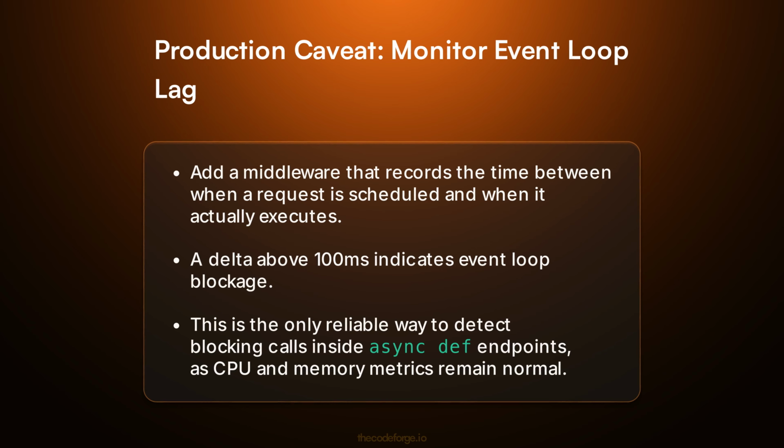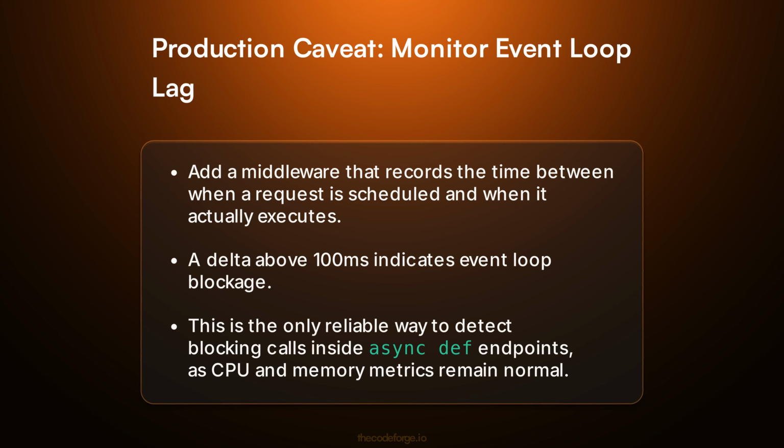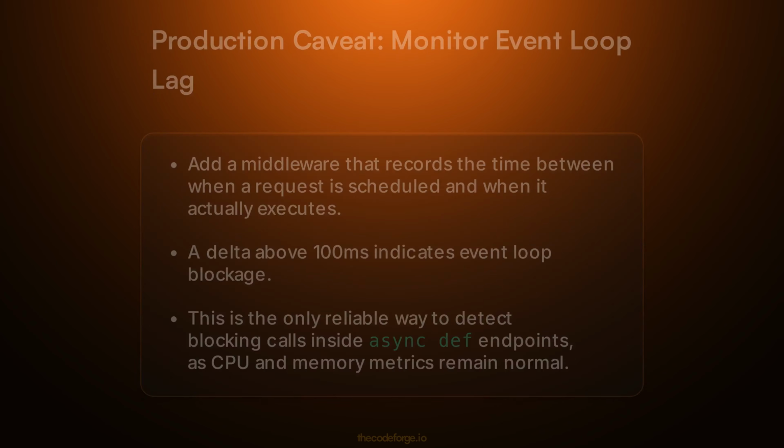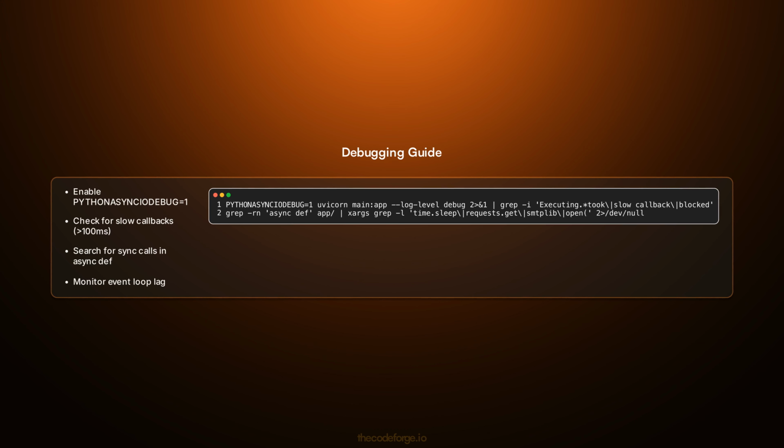Add a middleware that records the time between when a request is scheduled and when it actually executes. A delta above 100 ms indicates event loop blockage. This is the only reliable way to detect blocking calls inside async def endpoints, as CPU and memory metrics remain normal. To debug event loop blockage, enable asyncio debug mode and grep for slow callbacks. Also search your codebase for synchronous I/O calls inside async def functions. These are almost always the culprit.